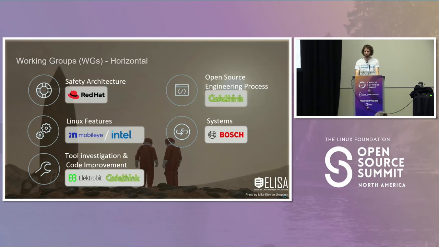If you haven't heard about it, it's a very nice tool for complex systems. I guess I'm not covering it here, but there's a bunch of material from ELISA also outside, and it came originally from the MIT. Right, then I think I just touched the open source engineering process for tools investigation, code improvement. This is one major element from this presentation, together with the systems workgroup.